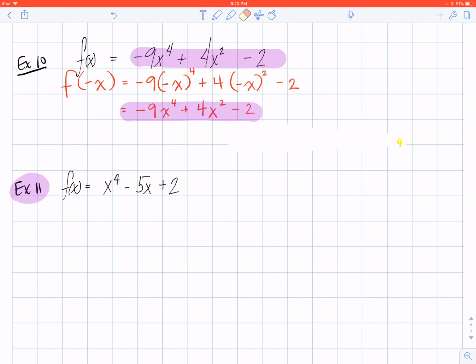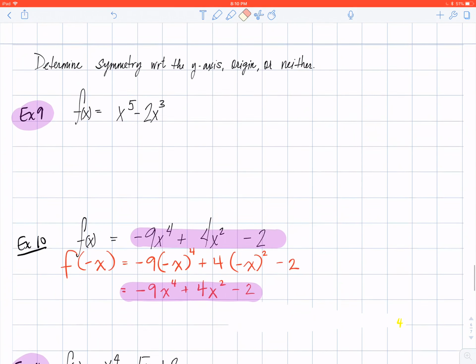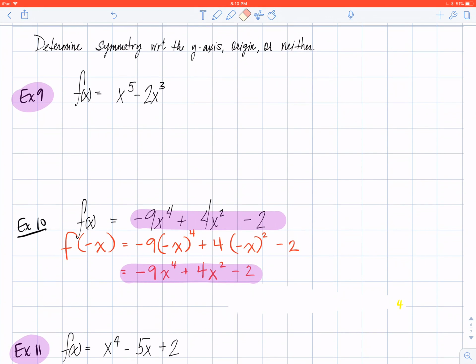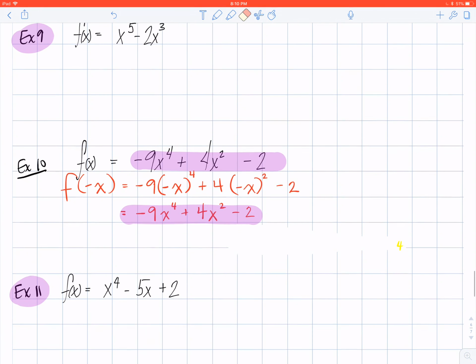But please be careful. Did you notice the directions? I didn't point them out to you, but the directions don't ask you about even, odd, or neither. The directions in this case ask you about your symmetry: y-axis symmetry, origin, or neither. So since it's an even function, which is a true statement, we know then that it has y-axis symmetry. So the answer to that then would be that we have y-axis symmetry.